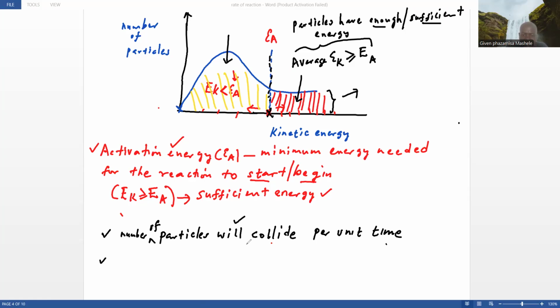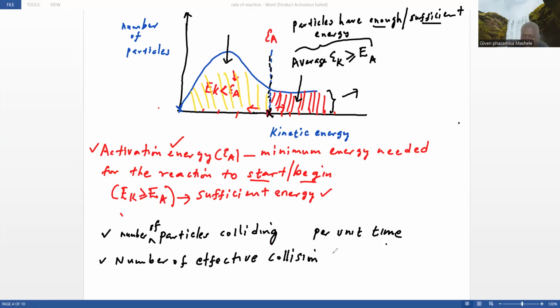The number of particles colliding per unit time, and the number of effective collisions per unit time, has an impact on the rate of reaction.